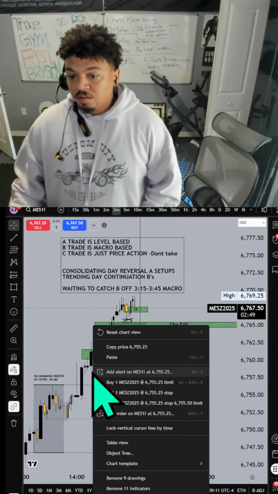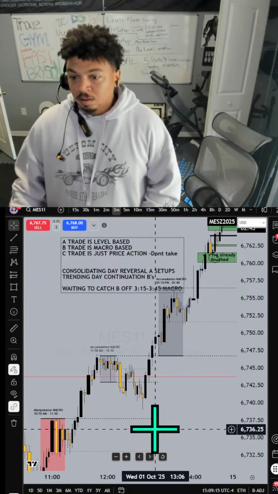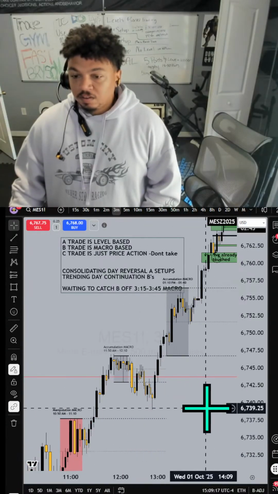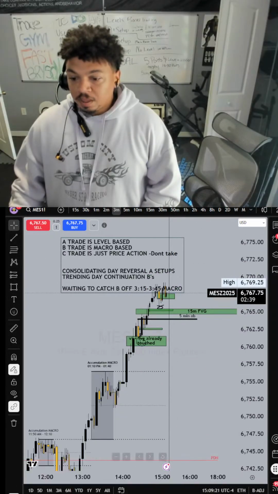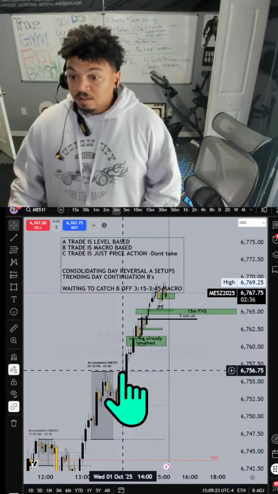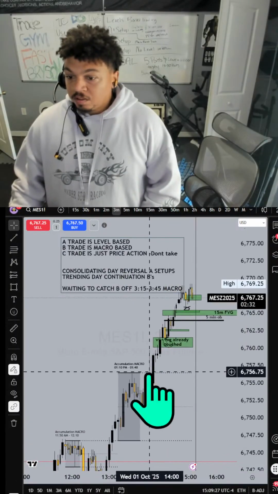Continuation, continuation, continuation. We're looking for continuations from the B. Without continuations, we're not taking a trade. A B continuation right here.